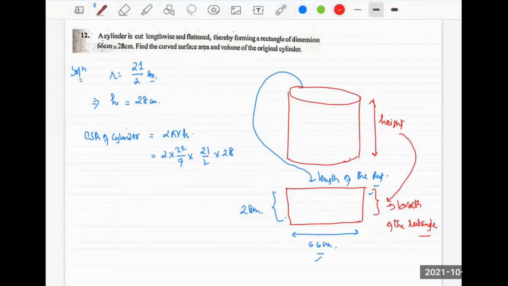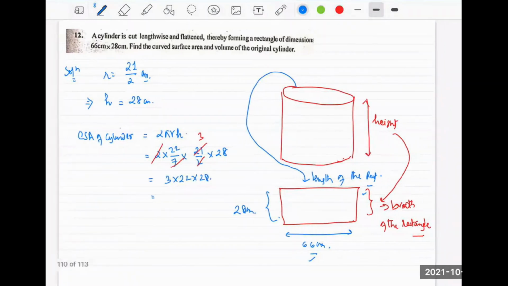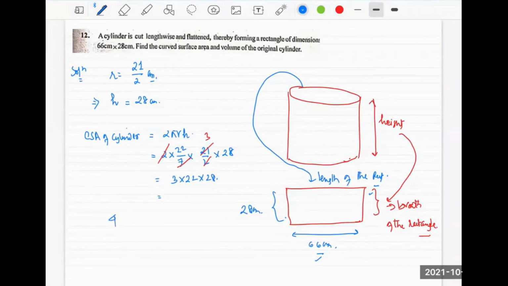Whatever we can cancel, let's cancel out. 2 and 2 get cancelled. 7 3s are 21. What is left then? We have got 3 into 22 into 28. So 3 8s are 24, 3 2s are 6, 84. 8 2s are 16. So we get 1848. So the final answer for your curved surface area is 1848. We are finding out curved surface area, so it should be in centimeters square. Right? What about the volume?